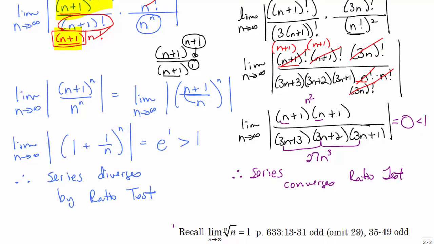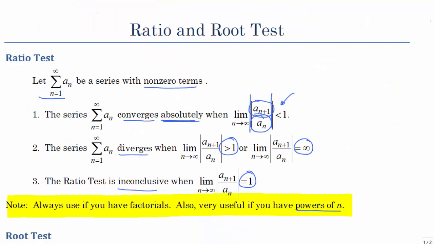When you're working your homework, you're probably going to recall or need to recall that the limit of the nth root of n is equal to 1. Make sure you know when the ratio test and the root test converge or diverge. They're the same. Less than 1 converges, greater than 1 diverges, equal to 1, inconclusive, try again.